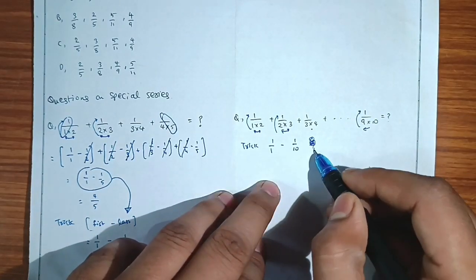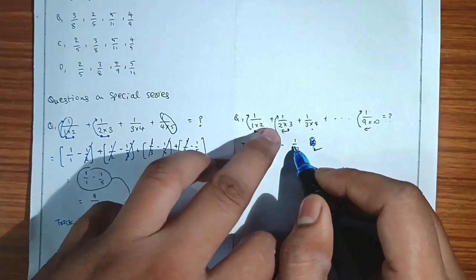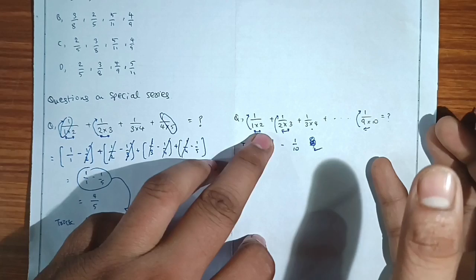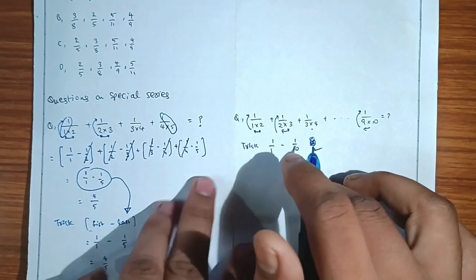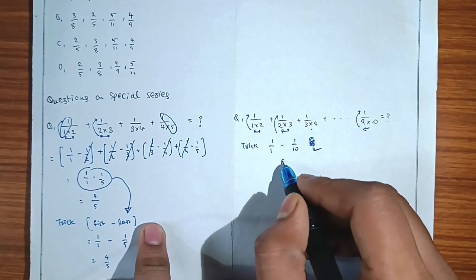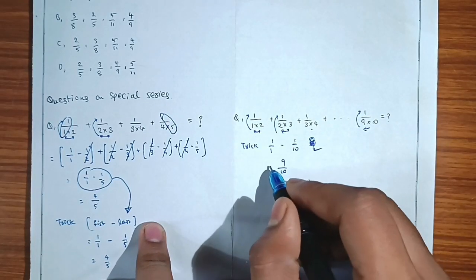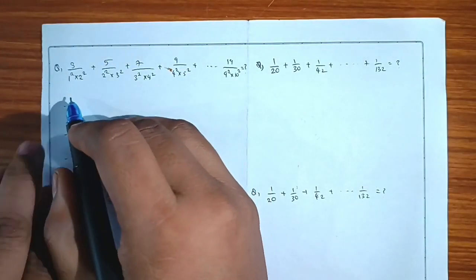So you can apply the trick directly, like 1 by 1 minus 1 by 10, and the series also follows the second condition. So both conditions are passed, and you can apply the trick directly: 1 by 1 minus 1 by 10, which is 10 minus 1, 9, so 9 by 10. The answer will be 9 by 10. In that way, solve this question.